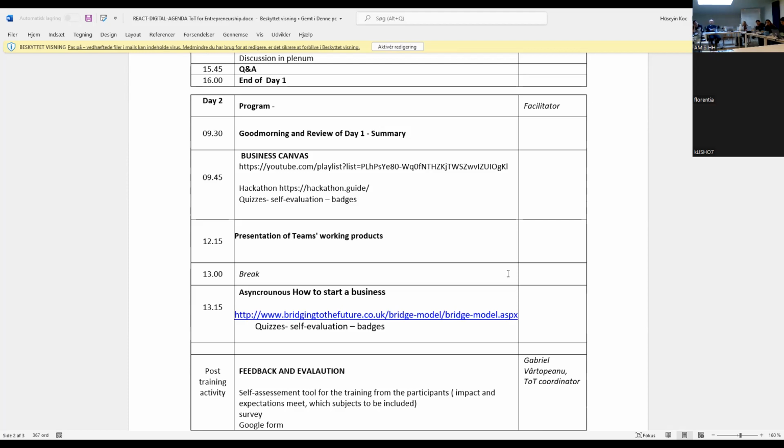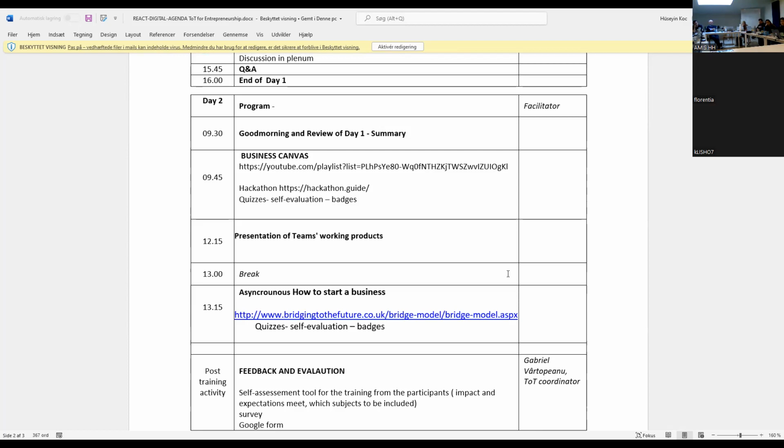And then Bridging the Future. This is the one where you have two options from the beginning: starting a business, or you are already a startup and you are building a business. It has steps, and you just click on these steps and see what is going on, what you should take care of when you think about the business: what is your marketing strategy, who is your target group, what are the needs, and so on. You will see it's very interesting.